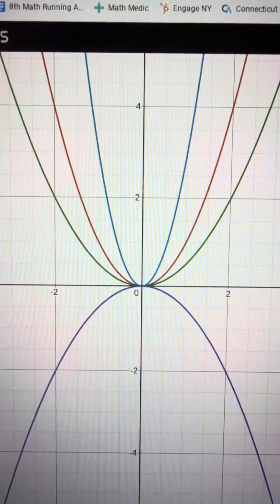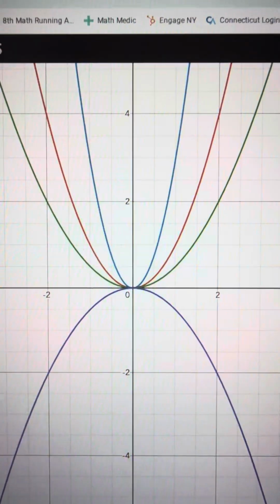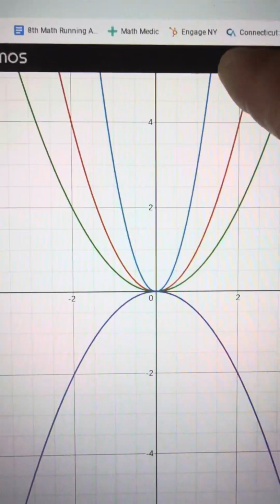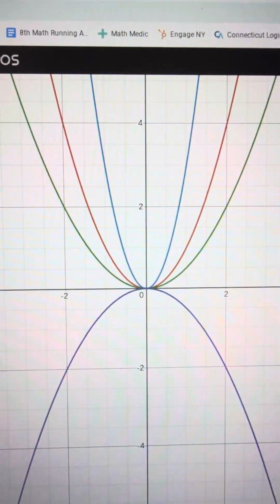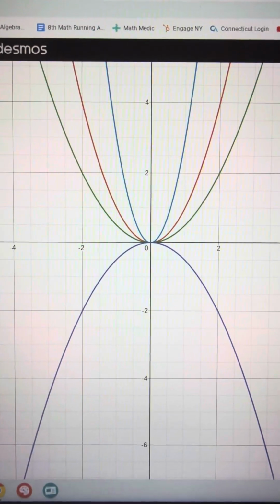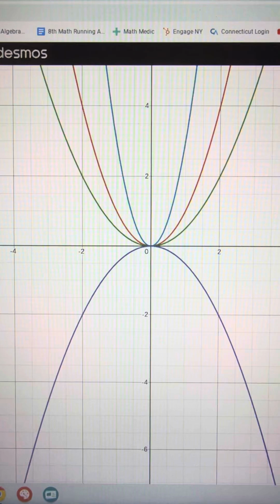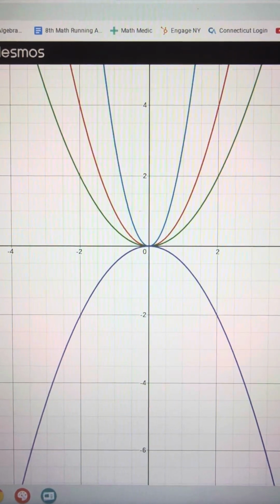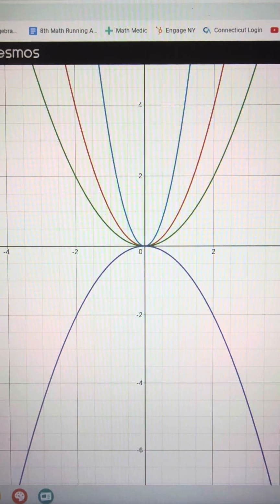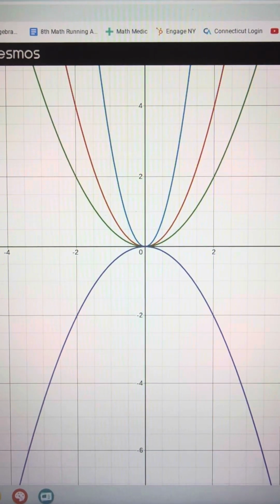And then when you change the a value a few different ways, it changes different aspects. You can see that the blue line, this parabola, is 3x squared. That means it is obviously greater than 1 for the a value, so it's going to stretch the graph out. It's going to make it skinnier looking, and it keeps the same direction though.